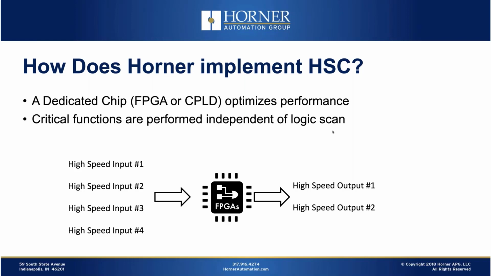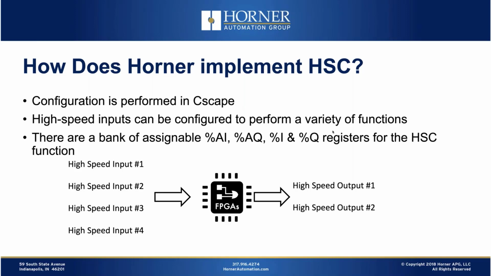So it does not require that time-critical signals be dependent on the logic scan in order to perform their function of counting or timing an output, whatever the case may be. So those high-speed input signals are wired directly into the gate array chip. The high-speed output signals, similarly, are also wired directly into the gate array chip. And then using Cscape, we configure the mode of counting that we're going to be doing, because as we've already mentioned, there's lots of different ways that you need to do counting in a typical application. Those 4 high-speed inputs can be flexibly configured, again, depending on the application and what you need them to do.